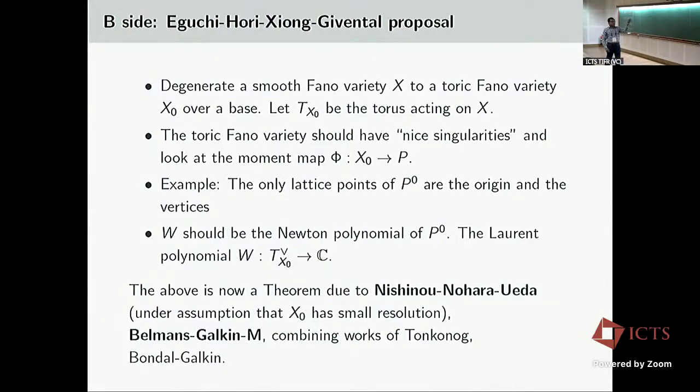So that's the goal. Give me a Fano variety, construct a toric degeneration, look at the dual of the moment polytope, and compute the function W, the Newton polynomial of that polytope. That's the goal in mind.